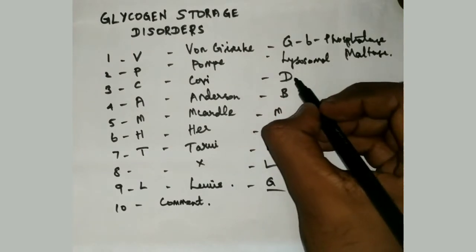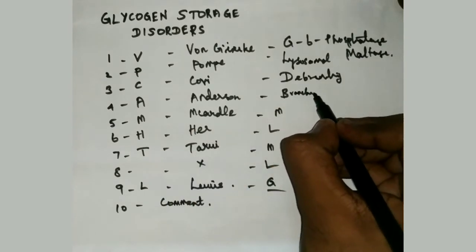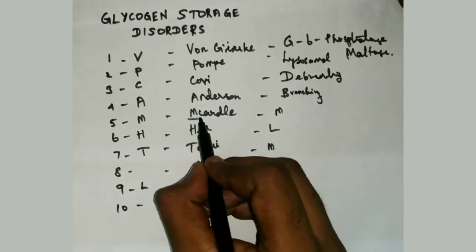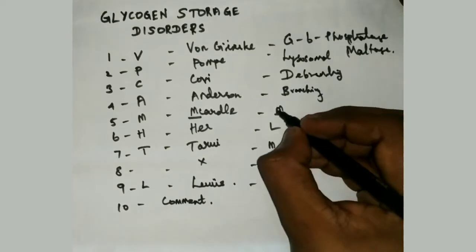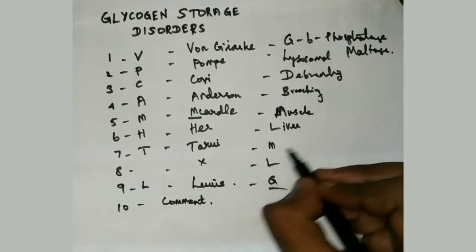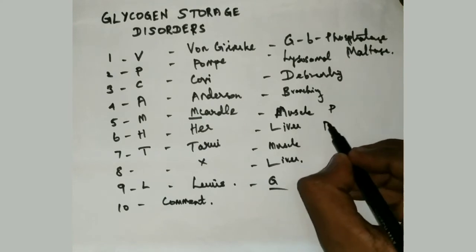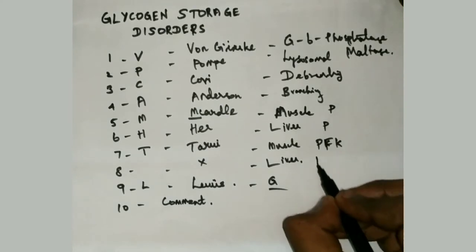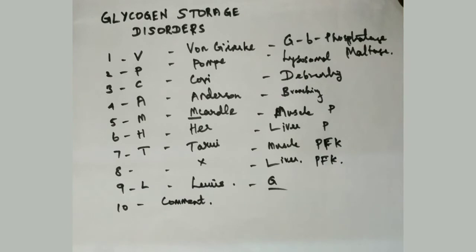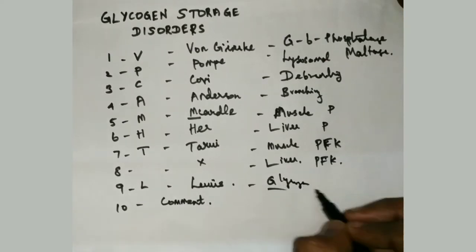So Corey's disease is D for debranching enzyme. Debranching enzyme. And Anderson is branching enzyme. Okay, ignore my handwriting, I am not good at sketching. So McArdle's, you have an M, so it is muscle liver and muscle liver. Remember it, ML stands for muscle liver and muscle liver. So you blindly write muscle liver. Okay, you have a P here, and then you have a PFK here, and you are done. Muscle phosphorylase, liver phosphorylase, muscle phosphofructokinase, liver phosphofructokinase. And then the 9th type, large, is glycogen synthase.